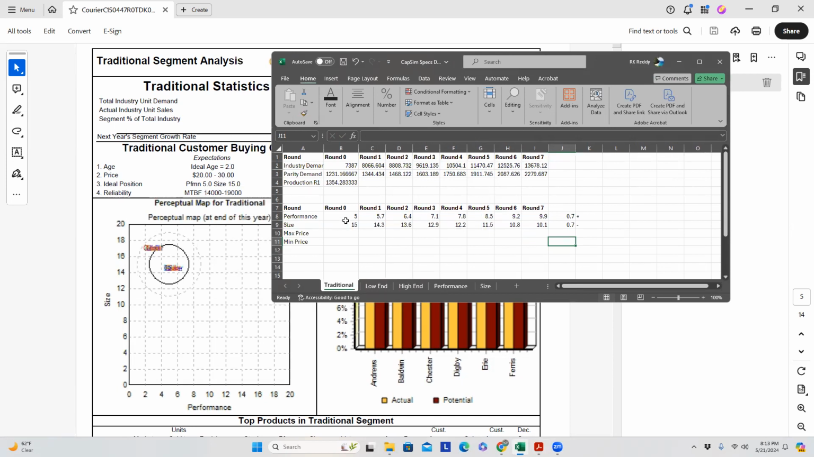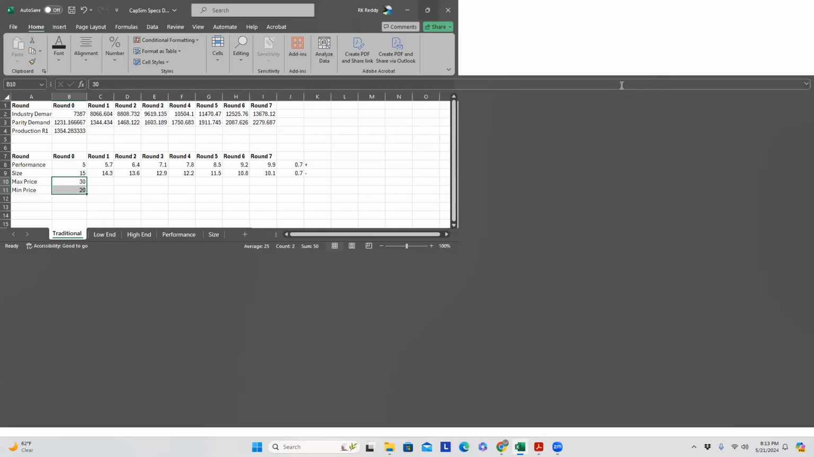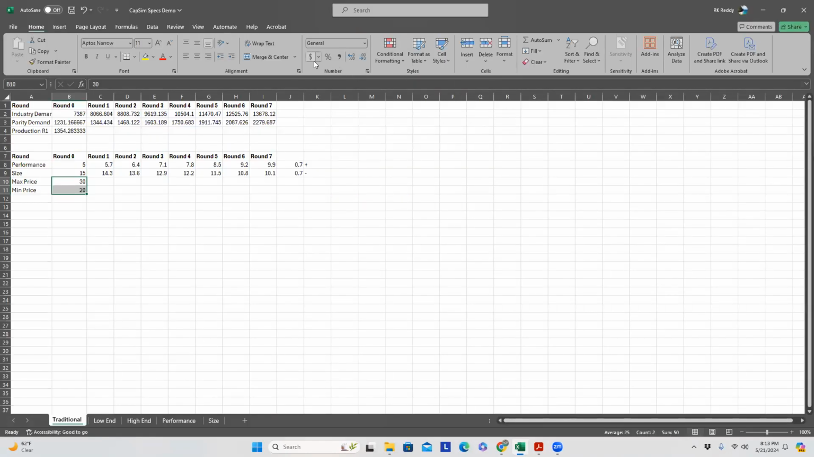So what you need to focus on is mostly what's variable. The maximum price that you can actually charge is $30. The minimum price that you can actually charge is $20. So what do we want to do about this? Because you want to calculate these.